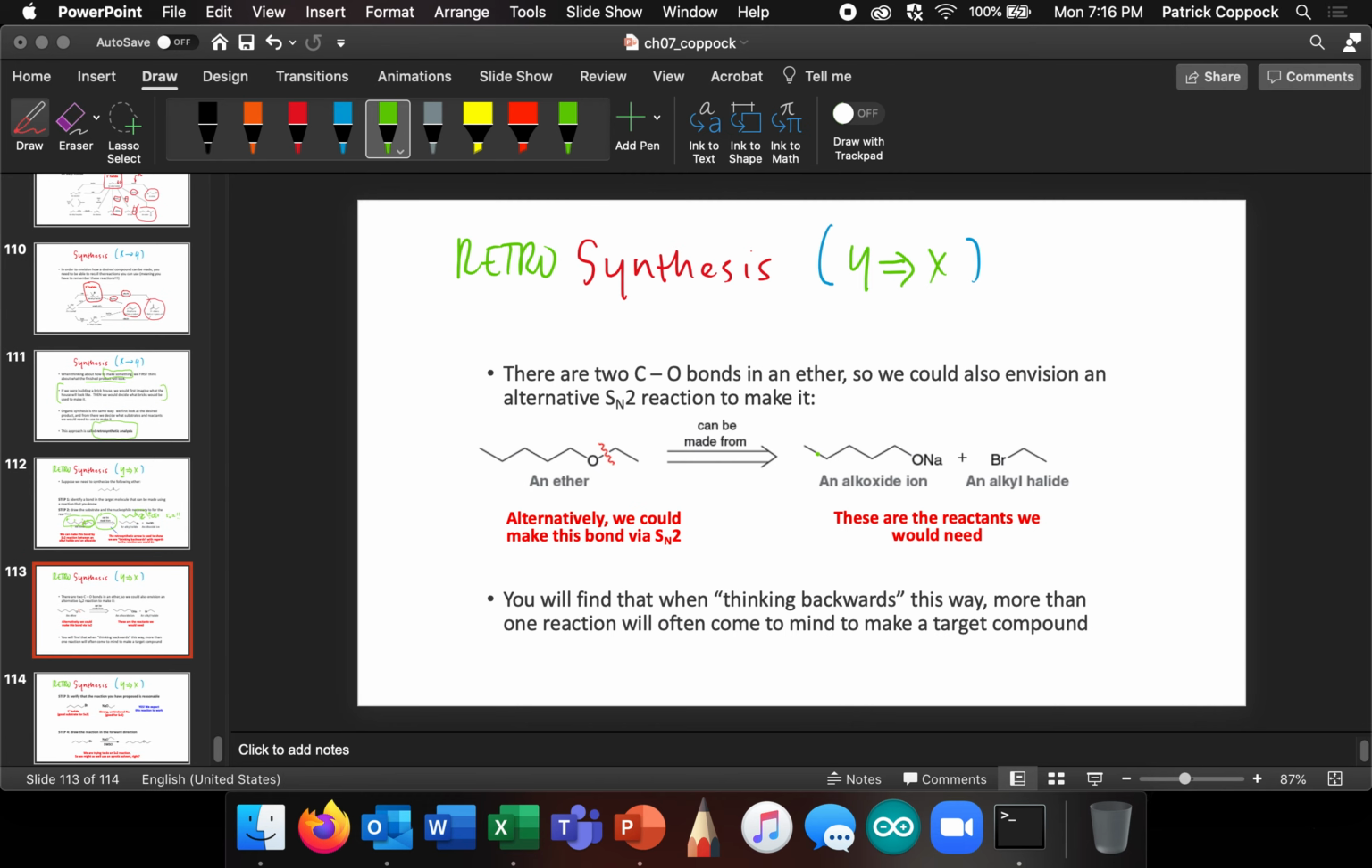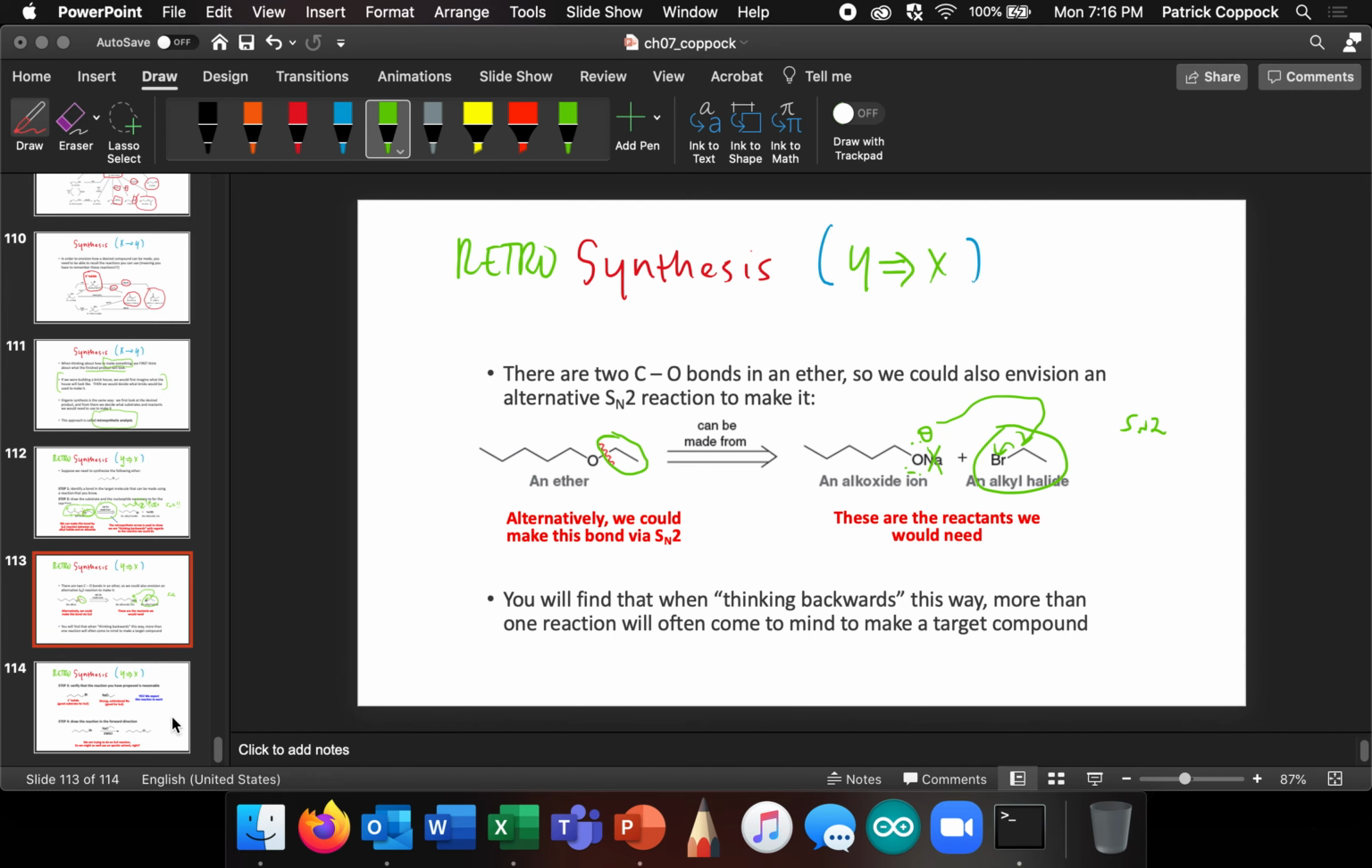There are two carbon-oxygen bonds in an ether, so you could have made it either way, right? You could have made this be your substrate, which could be your alkyl halide, and then you could have had this other alkoxide. Sometimes it'll work both ways, and sometimes it won't, right? Don't forget, sodium is just a spectator ion. Suppose there's 3 pairs of electrons there. This comes in, boom, backside attack on that carbon, SN2, right? You'll find that when you're thinking backwards like this, one reaction will oftentimes come to mind to make a target compound. When there's more than one possibility, that's awesome. That's even more fun.